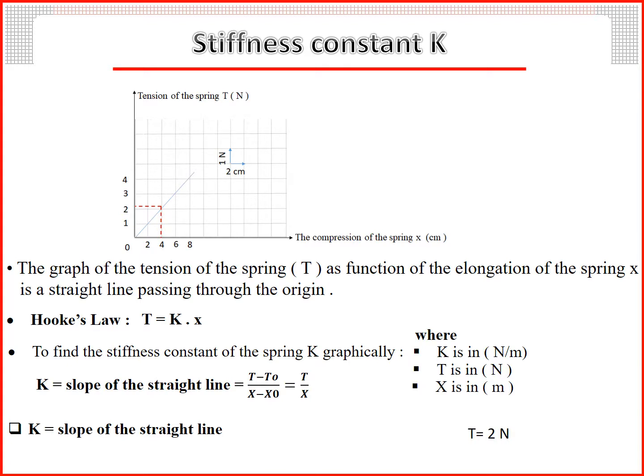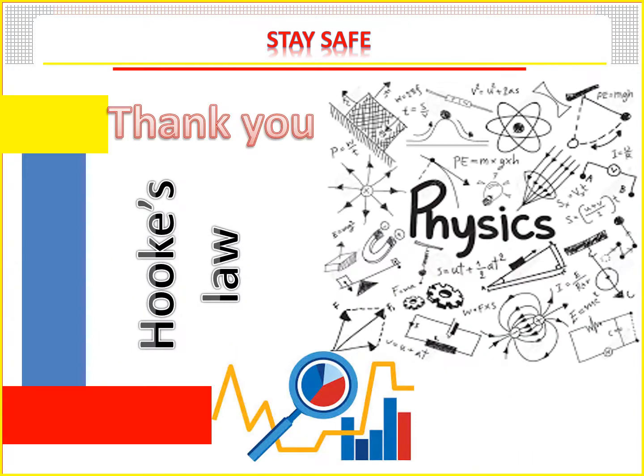Graphically, T is equal to 2 Newton, X equal 4 centimeter. To find X in meter, we have to divide by 100. Then X equals 0.04 meter. Then K equal T minus T0 over X minus X0 equal T over X equal 2 over 0.04 equal 50 Newton per meter. Thank you.